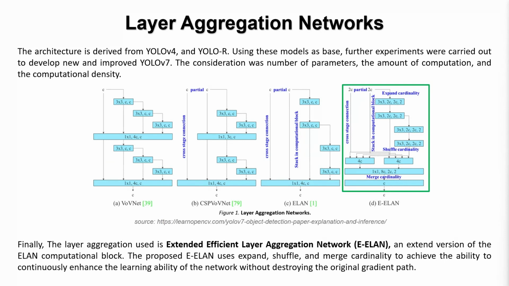The author researched different techniques, keeping in mind the memory allocation and the distance it takes for the gradient to propagate back. The shorter the gradient path, the more powerful the network would be. At the end, the author chose the extended efficient layer aggregation network, or E-ELAN in short, as the backbone of their architecture.